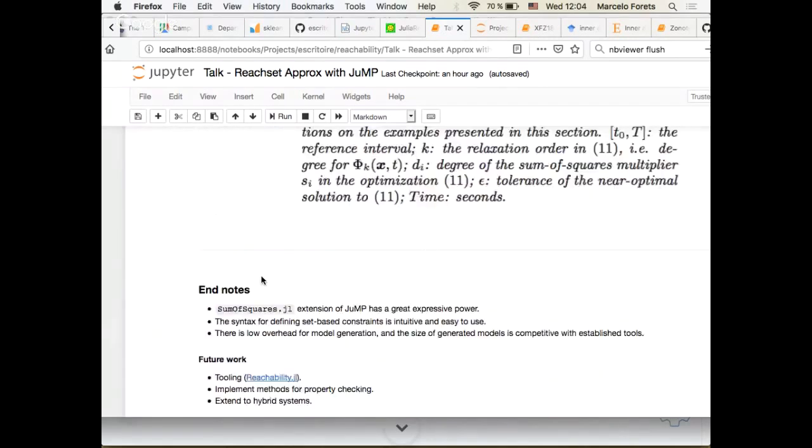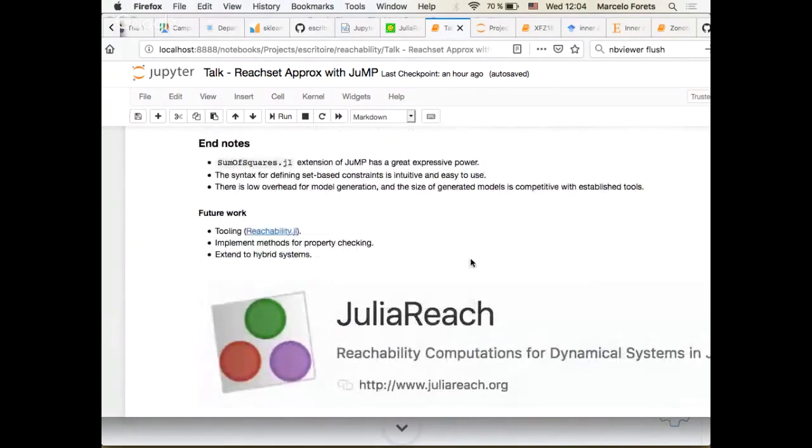Okay, so to conclude, I used the sum of squares extension to formulate a reachability problem, and as future work, we plan to do some more tooling in this GitHub org, and also to implement methods for property checking and to extend this to hybrid systems. So thanks for your attention.